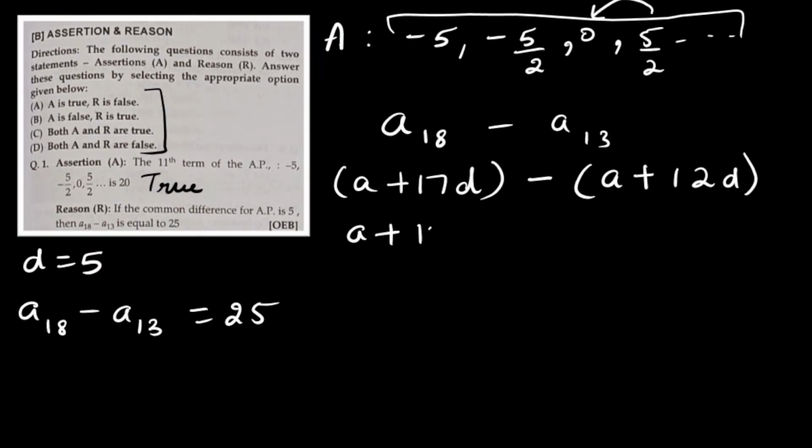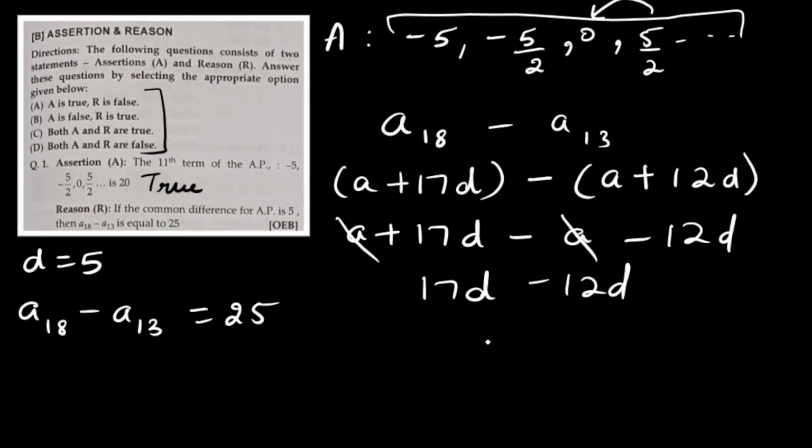So A plus 17D minus, let's open the bracket, minus A minus 12D. A and A will get cancelled. So 17D minus 12D. 17 minus 12 is, because both of these are like terms, 17 minus 12 is 5, 5D. So 5D is equals to 5 into 5, which is equals to 25.